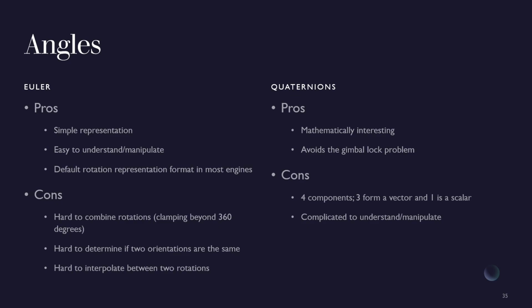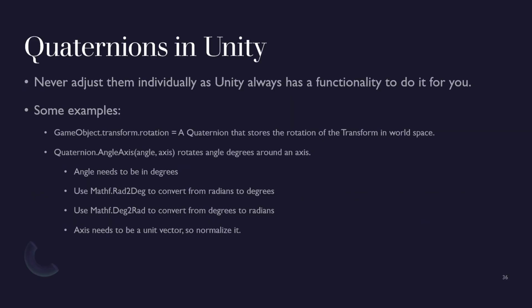So Euler has a lot of issues, and Quaternions fix most of those issues, and they are mathematically absolutely fascinating. The only issue that you have with Quaternions is that they have 4 components, 3 of which are a vector and 1 is a scalar component, which makes it pretty complicated to understand and to manipulate. However, when it comes to Unity, we will never ever have to adjust them individually, and I am telling you right now, don't ever try to adjust them individually because Unity always has a method that can do it for you.